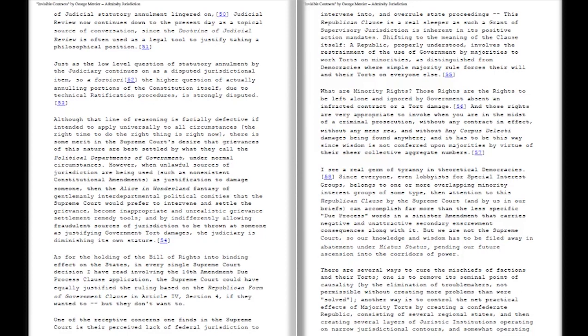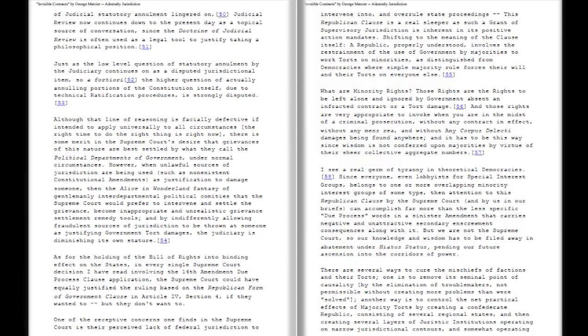54. As for the holding of the Bill of Rights into binding effect on the states, in every single Supreme Court decision I have read involving the 14th Amendment due process clause application, the Supreme Court could have equally justified the ruling based on the Republican form of government clause in Article 4, Section 4, if they wanted to, but they don't want to. One of the receptive concerns one finds in the Supreme Court is their perceived lack of federal jurisdiction to intervene into and overrule state proceedings.